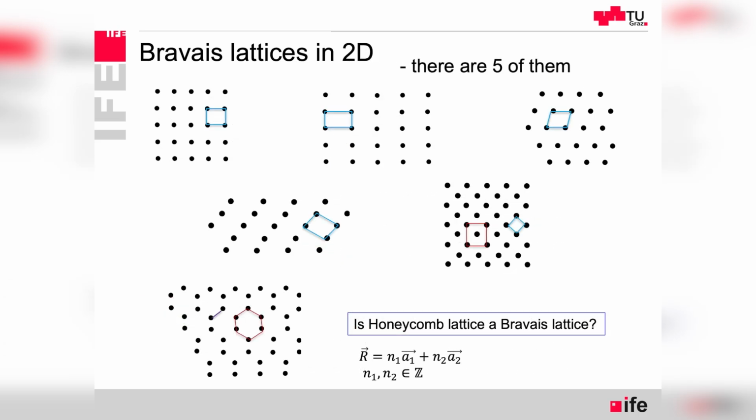Then in 2D, we can speak about 5 different Bravais lattices, which you have shown here. In fact, the last one is very similar to the first one. The differences are the angles and also the edges. Here it will be A and A, the same edge on both sides. Here it will be A and B, so different dimension.